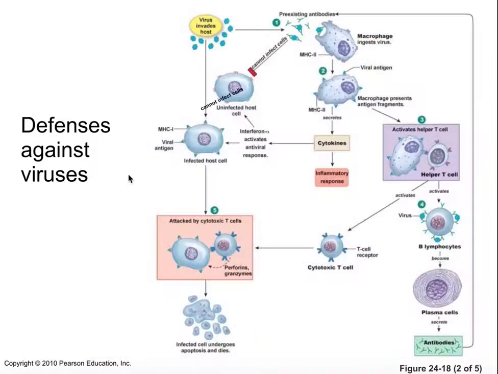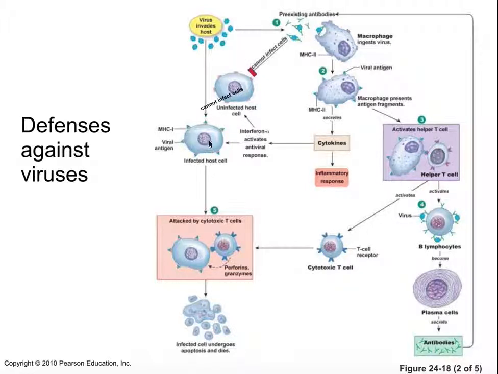Now let's take a look at a viral infection. So here we have a virus infecting our cells. So let's say the virus came in and it actually got into one of our normal cells. So it actually infected one of our normal cells. So then our normal cell will take a piece of it and present it on its MHC1. And when it presents it on its MHC1, cytotoxic T cells will come.